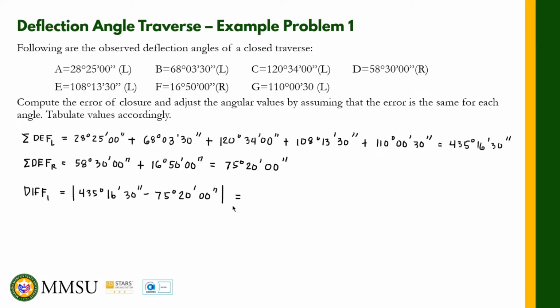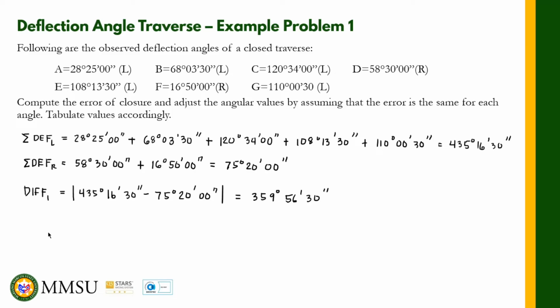Okay, so the difference should be equal to 359 degrees, 56 minutes, 30 seconds. Okay, so this is short of 360 degrees. Tama? This is not equal to 360 degrees. That means there is an error of closure.